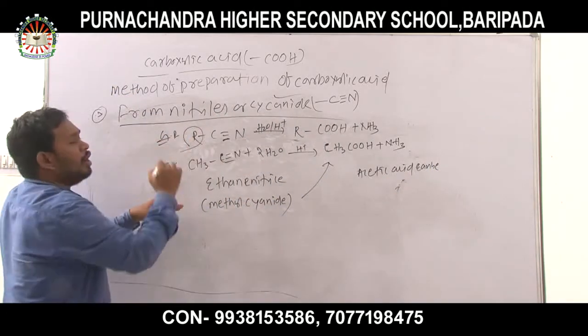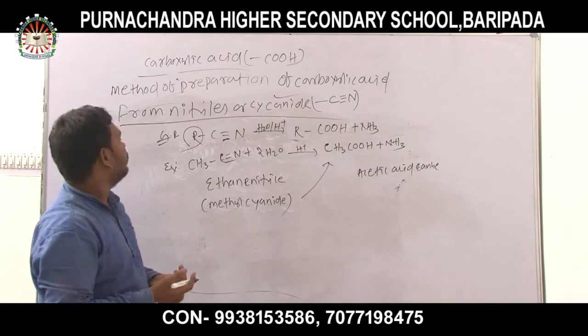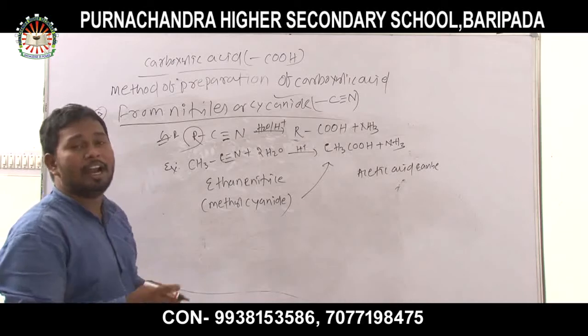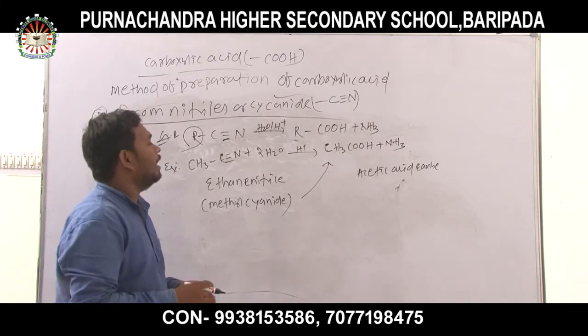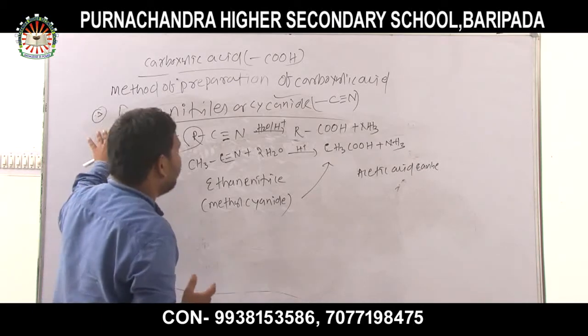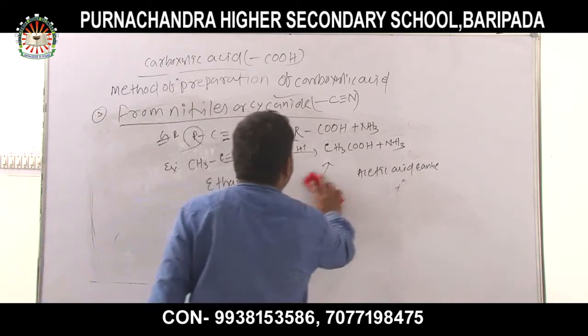So instead of R, we can use any alkyl group. Again, I repeat that when alkyl cyanide undergoes hydrolysis, then a carboxylic acid is formed. And the third one is complete, then we proceed to the fourth.